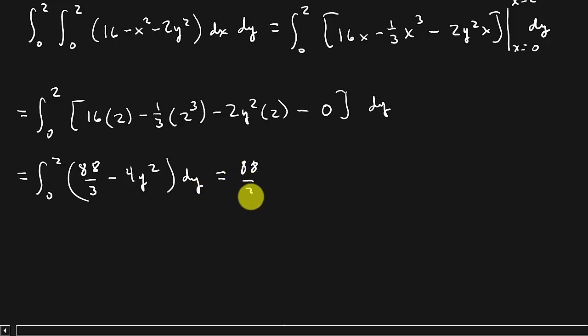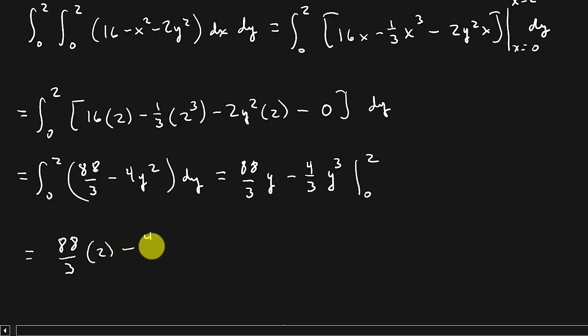And so this is going to be 88 over 3y minus 4/3 y cubed, from 0 to 2. And so that's going to be 88 over 3 times 2 minus 4/3 times 2 cubed minus, and then once again we plug the 0 in for y, all that goes to 0, and that ends up giving us 48 as an answer.